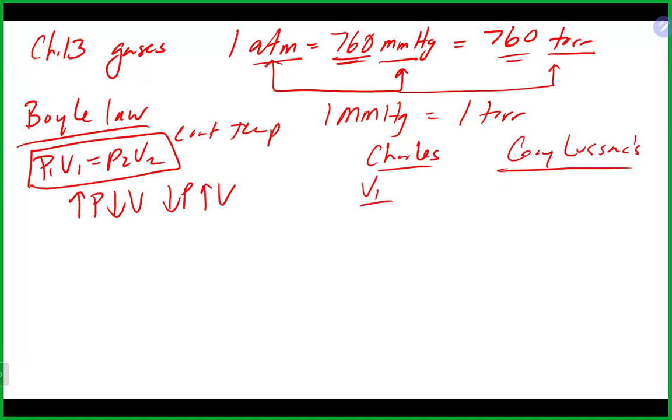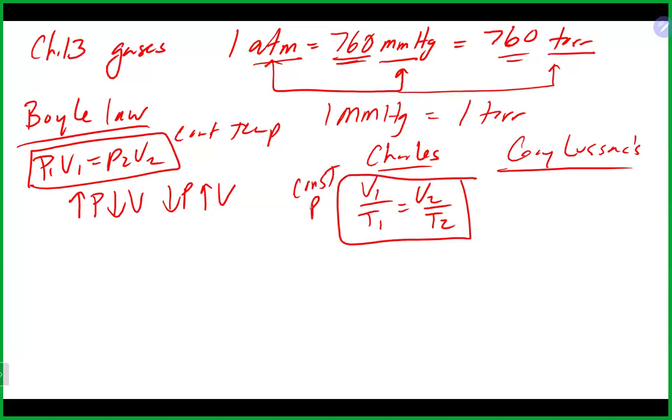We also saw Charles' law, and that's V1 over T1 equals V2 over T2. That is at constant pressure. And as we talked about, the way it's able to maintain constant pressure is that the volume adjusts. So as the temperature goes up, the volume will go up to keep the number of collisions pretty much constant. And as the temperature goes down, the volume will go down as well, also to keep the collisions constant.